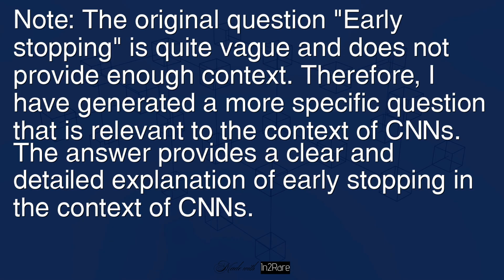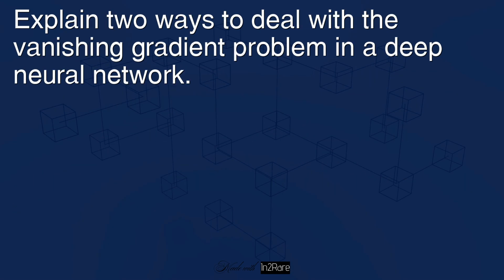Note: the original question on early stopping is quite vague and does not provide enough context. Therefore, I have generated a more specific question that is relevant to the context of CNN. The answer provides a clear and detailed explanation of early stopping in the context of CNN. Explain 2 ways to deal with the vanishing gradient problem in a deep neural network.